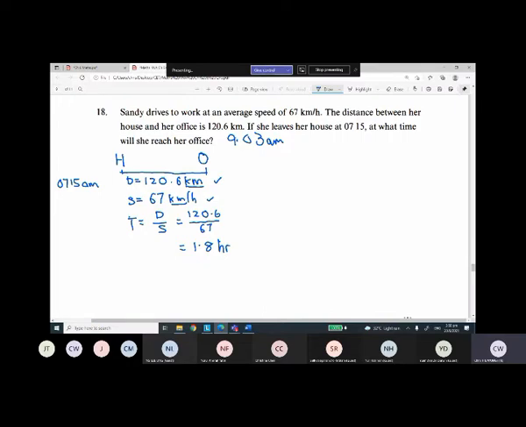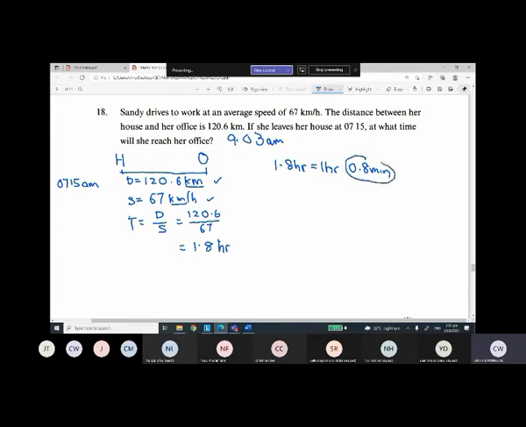Now, can I say that you travel from home to the office? From home to the office, Sandy took 1.8 hour. Can you tell me how many minutes is that? So I'm going to put it here. Now, 1.8 hour is actually 1 hour, 0.8 minute. Am I right? Can I say that or not? Everybody, do you agree with me? Yeah, agree. 1.8 hour is equal to 1 hour plus 0.8.